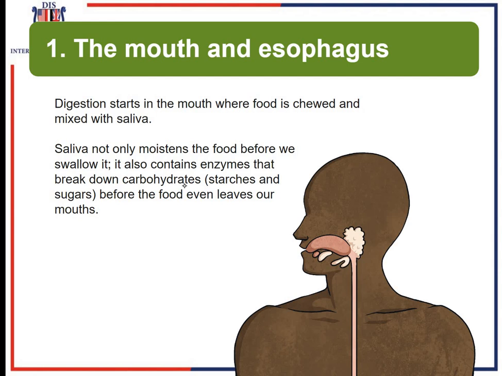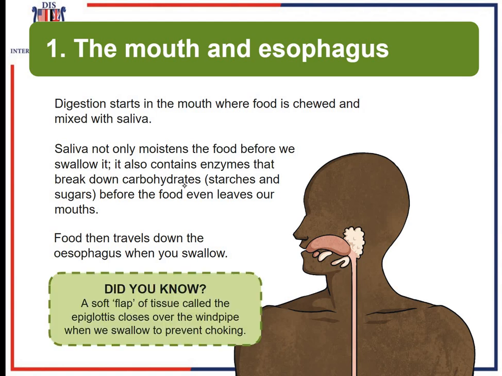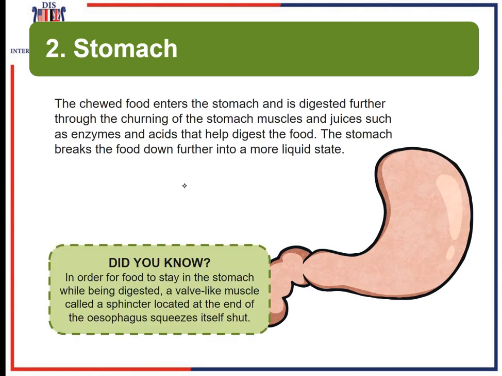So, digestion starts in the mouth where food is chewed and mixed with saliva. Saliva not only moistens the food before we swallow it, it also contains enzymes that break down carbohydrates like starches and sugars before food even leaves our mouth. Then the food will travel down a long tube, which is the esophagus.